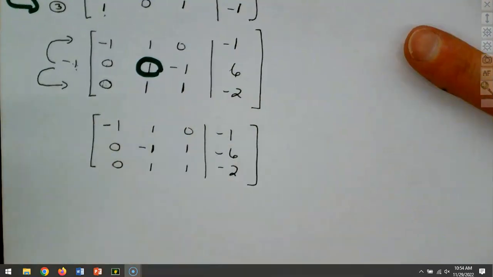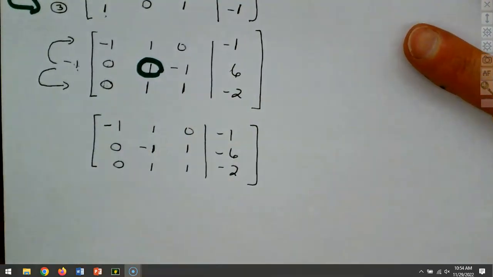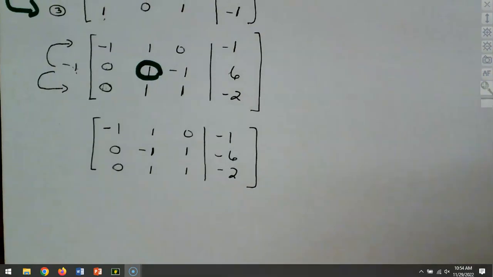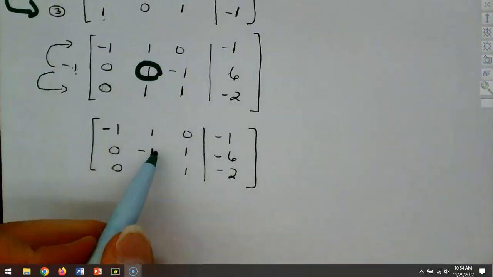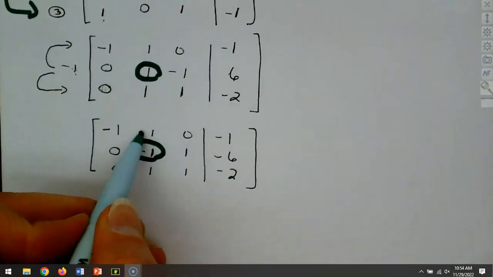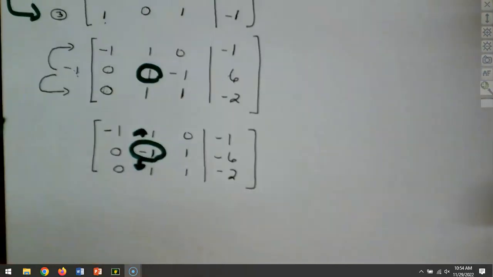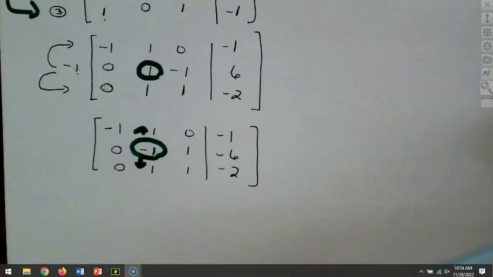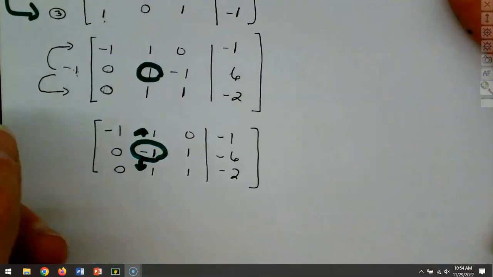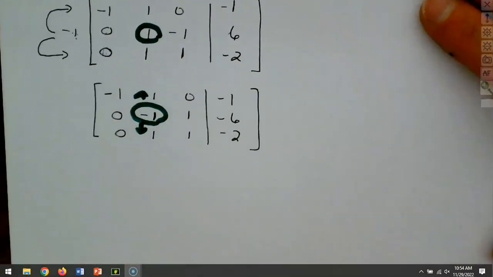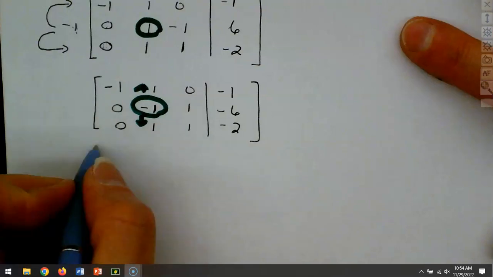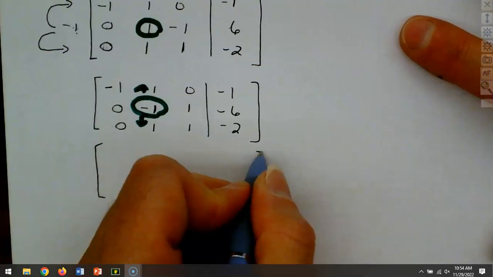Now, why I did this is now look what happens. If I add, what's going to happen here? Okay, if I take this one and I add up and down, what's going to happen? The middle is going to make 0. So let's do that. Okay, let's add those together and make zeros. We want zeros on these off diagonals.